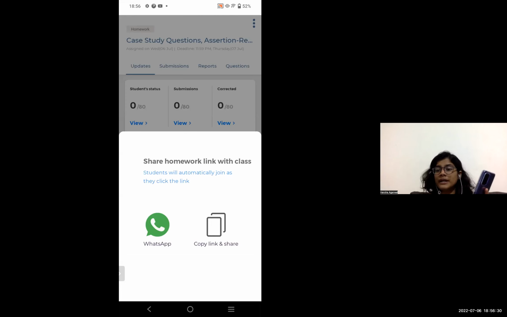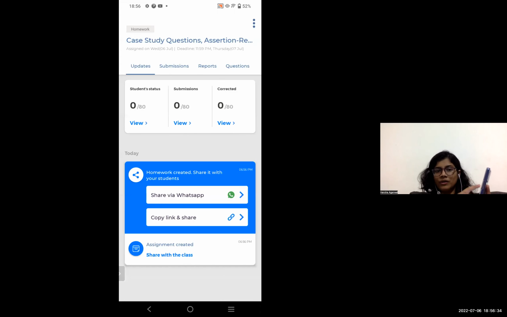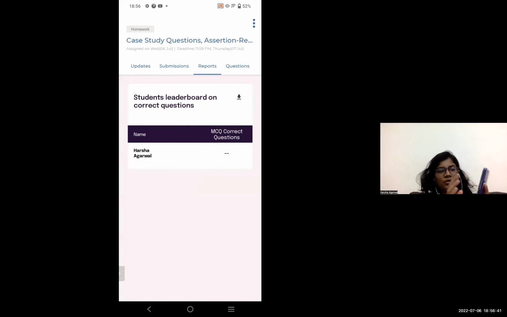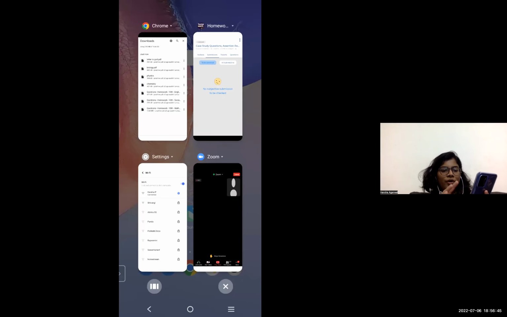And after you share it with your student group, you can also see how many students have opened the homework, the student status, how many have submitted, how many are yet to be corrected. You can see the reports for each and every student. You can also see the submissions. Okay, so that is the basic activity for the day.